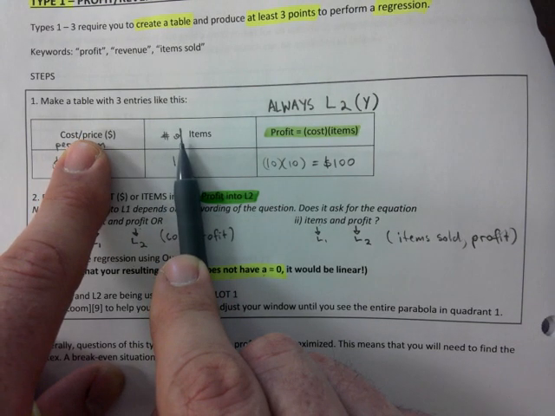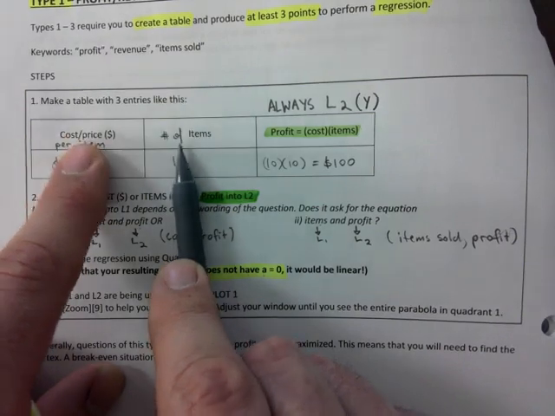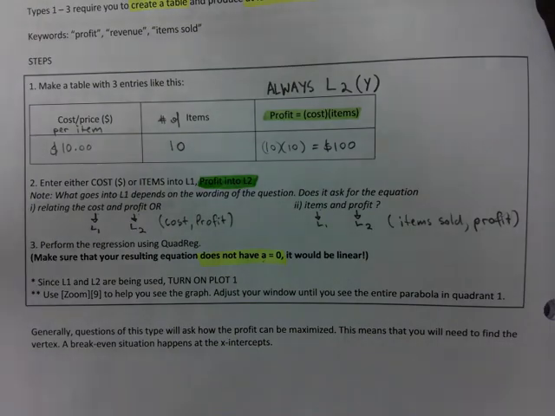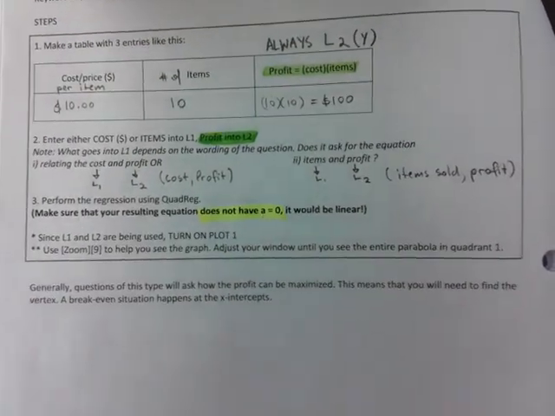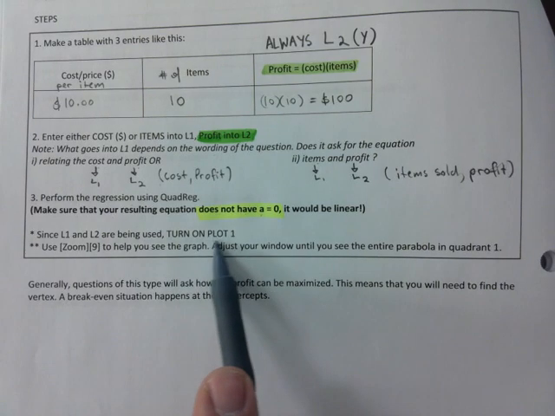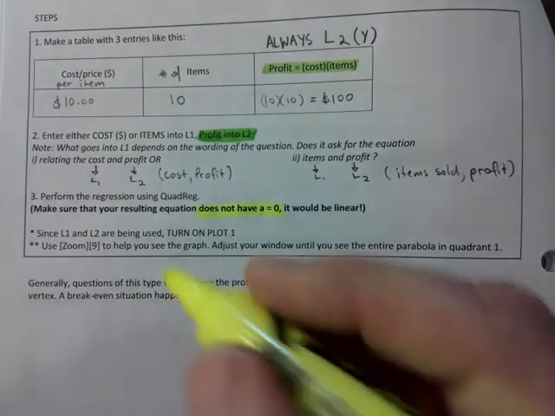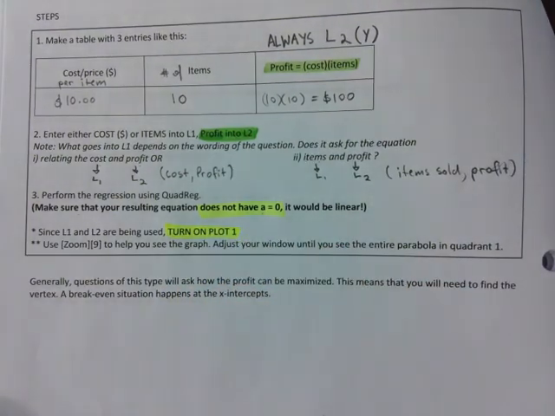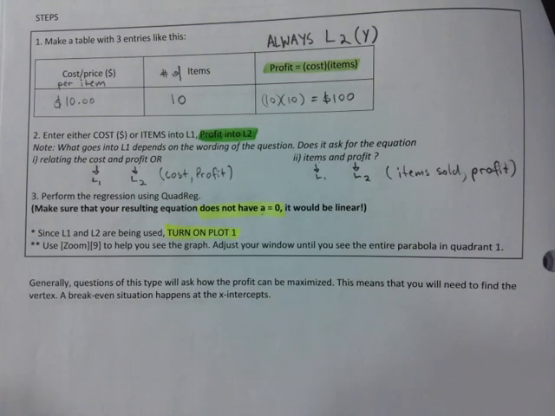It will not be a quadratic. So you've got to watch out for that. All right, some other stars down here, some notes. Watch this. Since L1 and L2 are being used, you can turn on Plot 1. That's probably a good one to remember, right? Every time you perform a regression, you're going to be using L1 and L2. Have Plot 1 turned on.